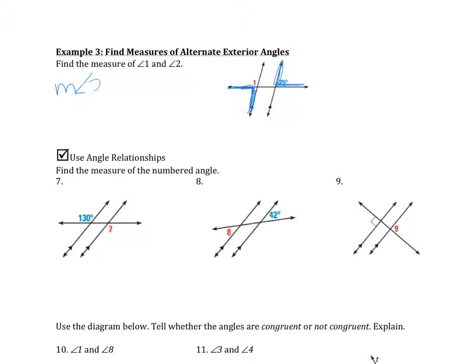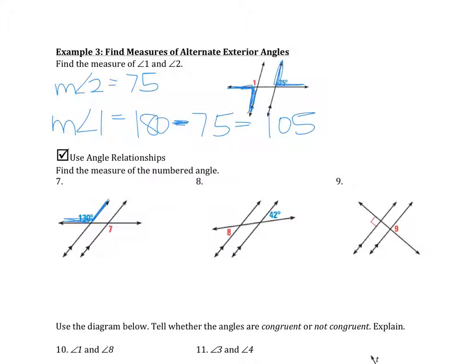So the measure of angle 2 equals 75. And then the measure of angle 1, it's a linear pair with angle 2. So it would be 105. Okay, so try those examples again. Opposite outsides.